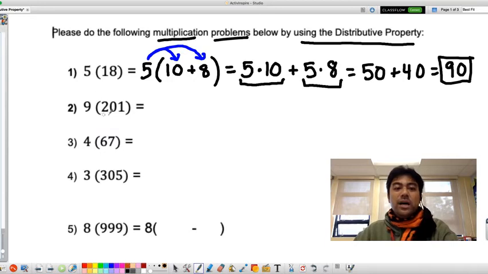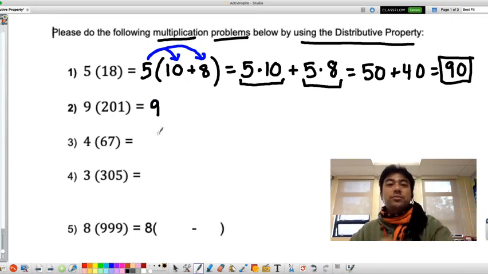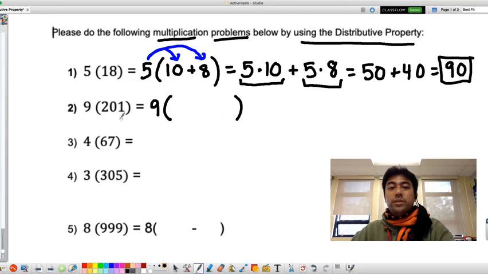So we have 9 times 201. And wherever you're at, say 9 times 201, okay? Saying it helps you remember it. All right, what two numbers can we split 201 into, okay? What two numbers can we split this into? Well, if we had 200 over here and we had 1 over here, we could do this math easily, okay?